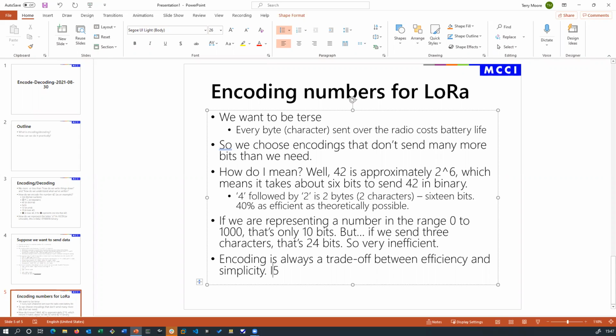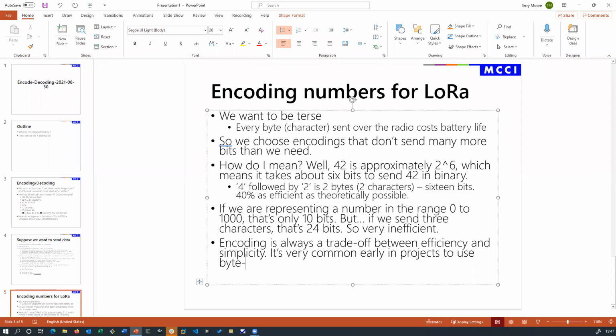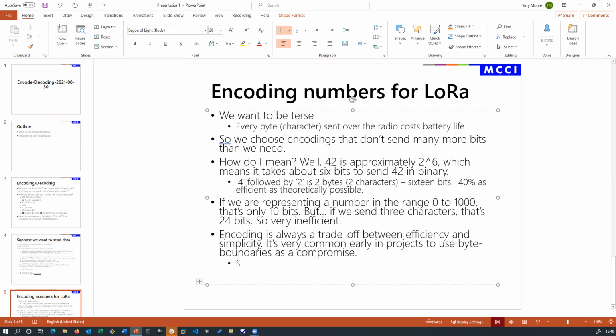So it's very common early in projects to use byte boundaries as a compromise, which means you send 8 bits or 16 bits or 24 bits.